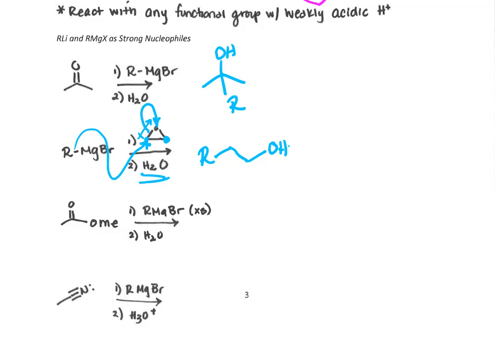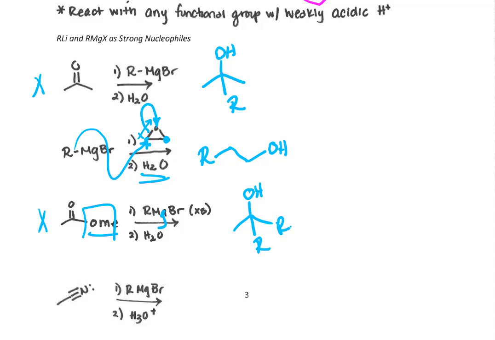Then, if we change from a ketone to an ester, remember that your Grignard will react twice when you have a good leaving group here. And so what will happen in this case is you would get 2 additions of your Grignard.